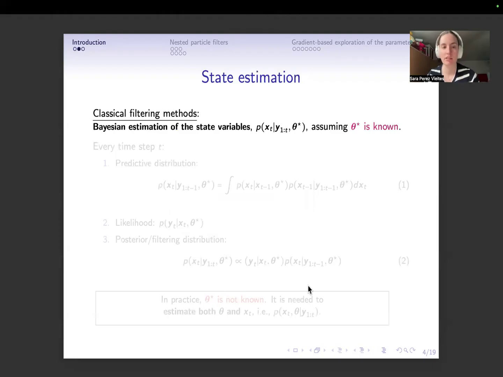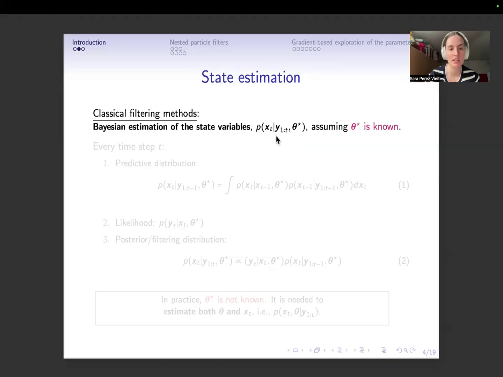So in the standard or classical filtering methods, such as particle filters or Kalman filters, what they aim at is computing the posterior distribution of the state conditional on all the previous data and some parameters, theta star. In this case, theta star is assumed to be known, in the sense that it's the true theta of the model or the true parameters of the system. So this type of filtering methods compute this in a recursive way.